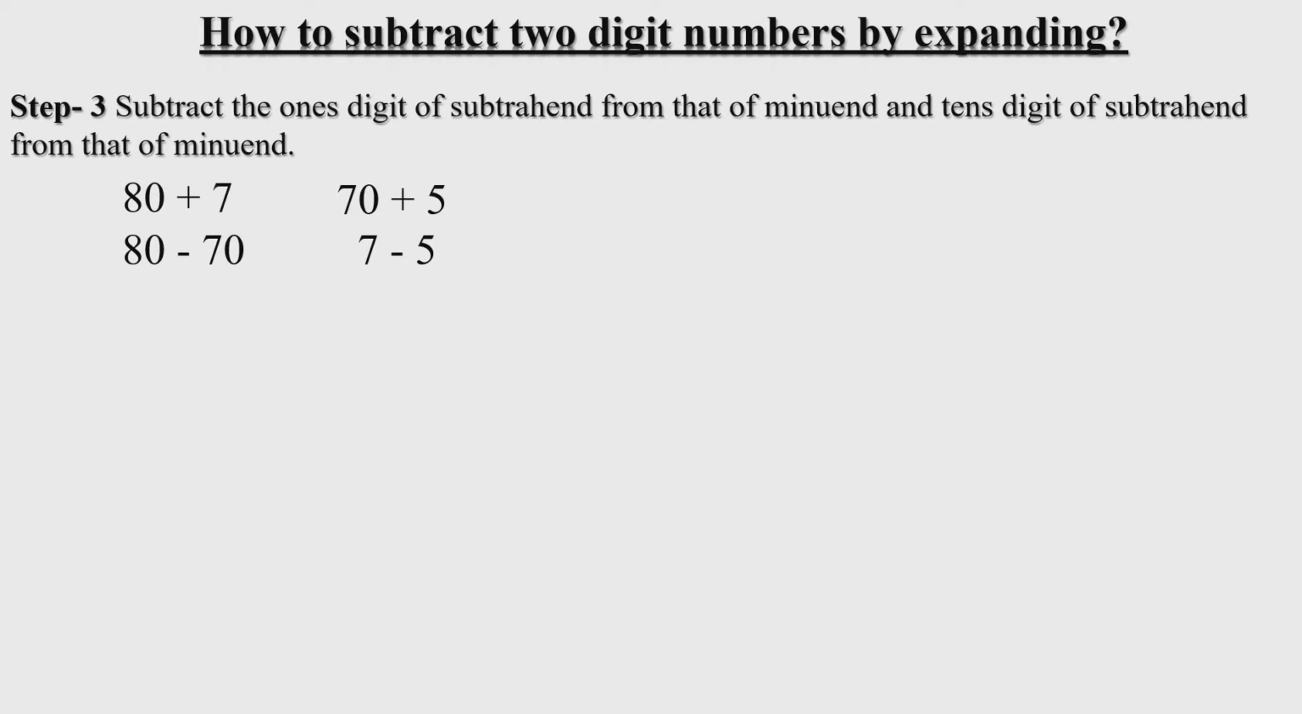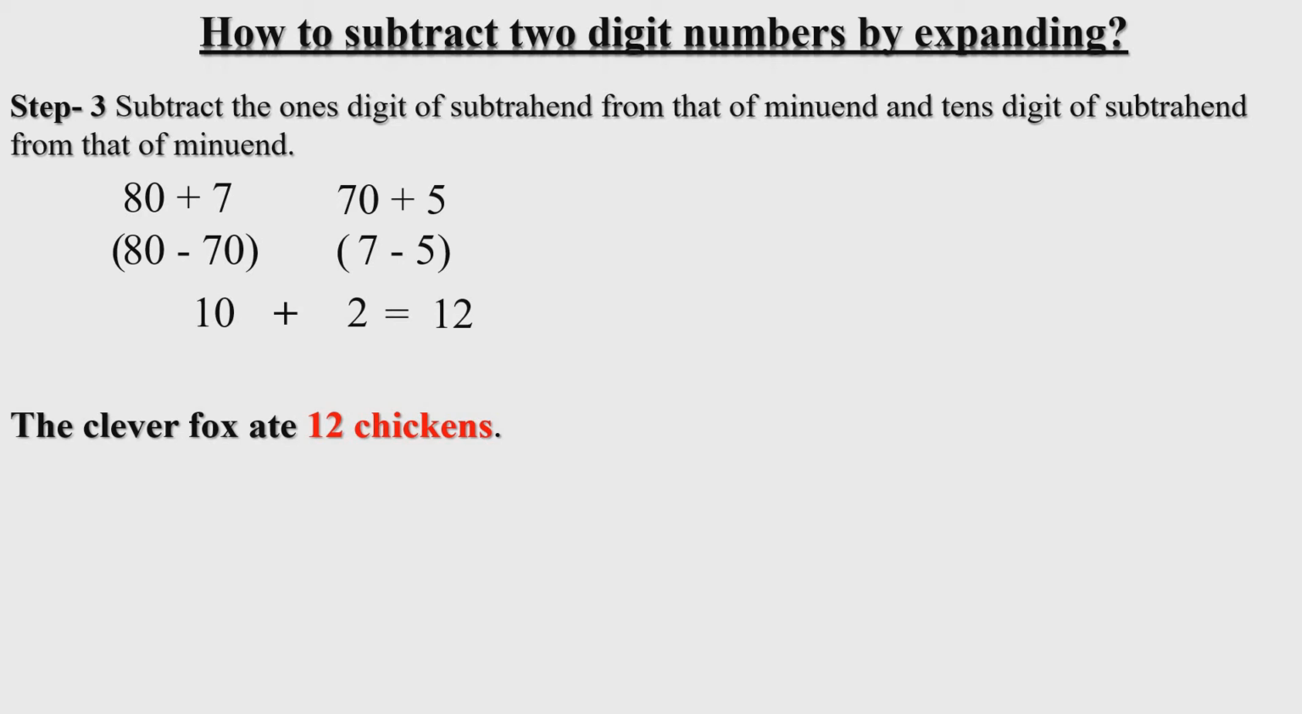Means 80 minus 70. Now keep these numbers in bracket. Let's take out the difference. 80 minus 70 is equal to 10. 7 minus 5 is equal to 2. Now we will add these. 10 plus 2. So 10 plus 2 is equal to 12. In answer we get, clever fox ate 12 chickens.